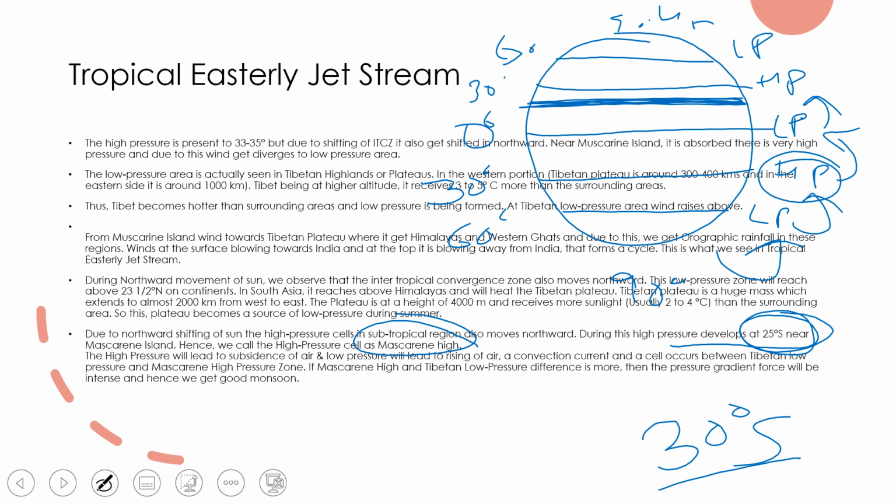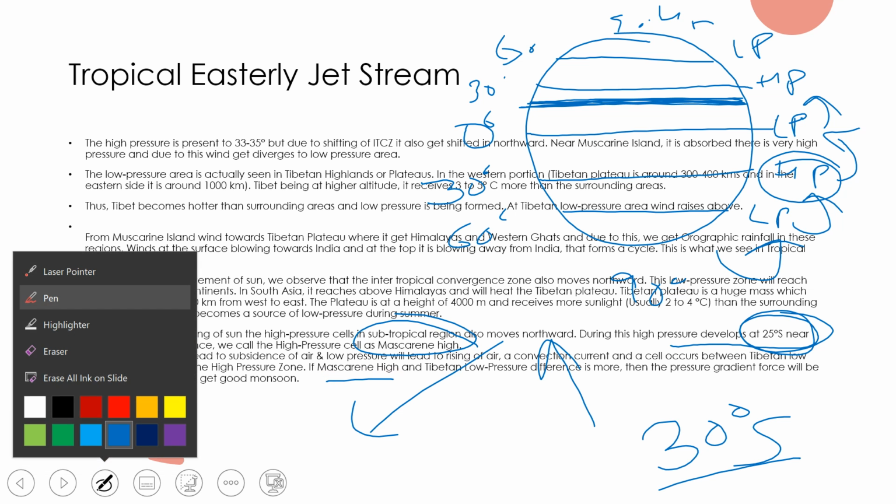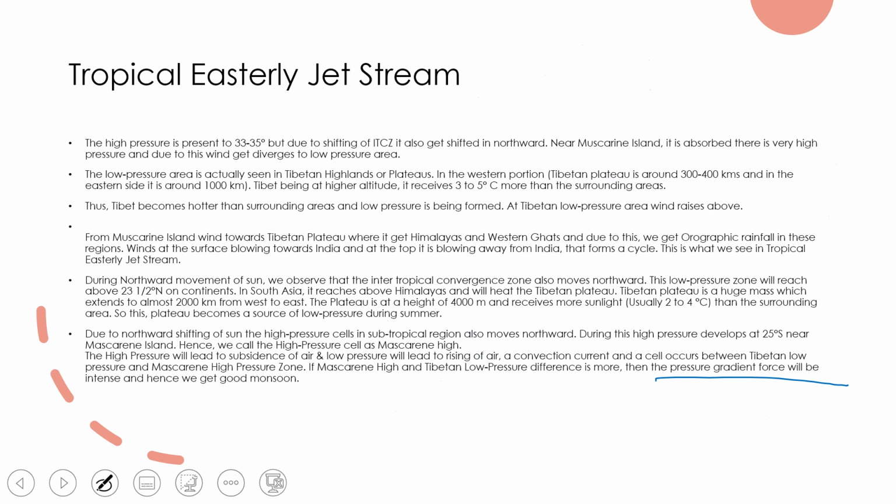high. So high pressure will lead to subsidence of air, and low pressure will lead to rising of air. A convection current and cellular cells occur between the Tibetan low pressure and the Mascarene high pressure. I have explained, the air will rise from the Tibetan region and it will be found in the Mascarene Island, and from the Mascarene on the surface you will get monsoon intake from the high pressure to the low pressure. So if the difference between Mascarene high and Tibetan low pressure is more, then the pressure gradient force will be intense, and hence we get a good monsoon.